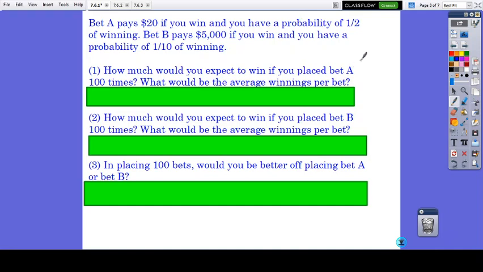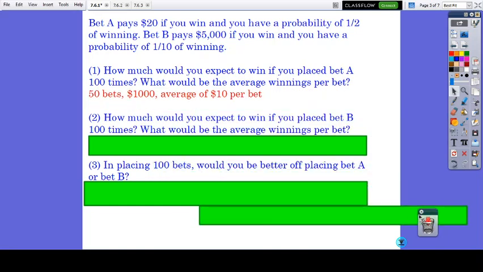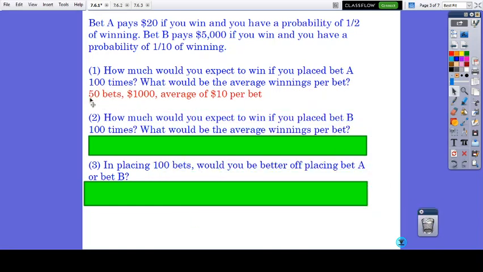So you have a half of a chance of getting this. You get $20 if you win. So what you're going to say is you're going to win 50 times, and then go from there. So you essentially are winning 50 bets, which is $1,000. It's an average of $10 per bet. You win $20 on one bet, you lose the next bet, you get $0. The average of that is $10.